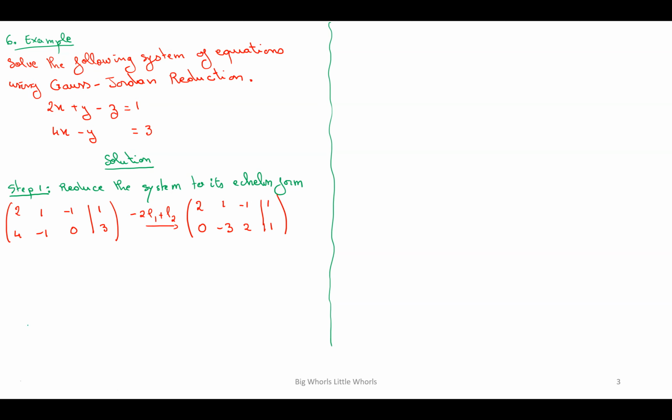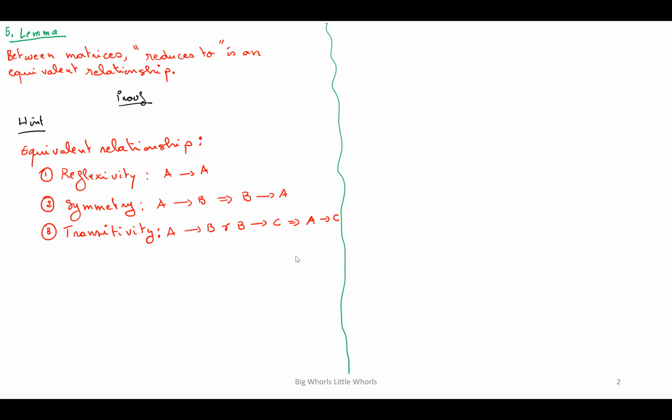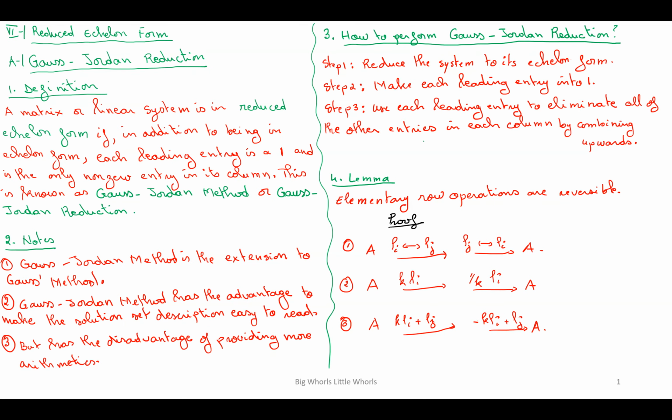We need to turn each leading entry into 1. So step 2, make each leading entry into 1, if you recall. Okay, so we are here. Step number 2. We have done step number 1. Now we are dealing with step number 2. Make each leading entry into 1.